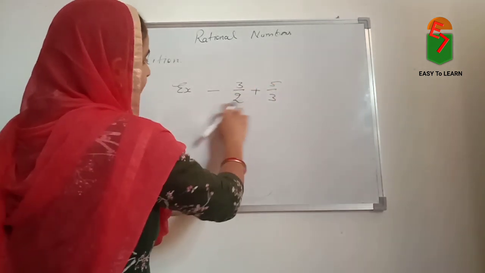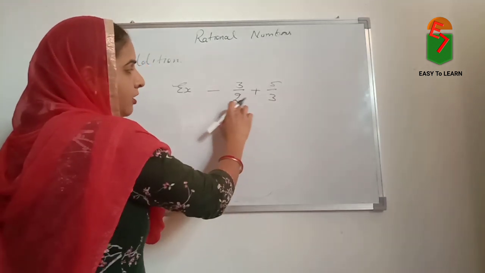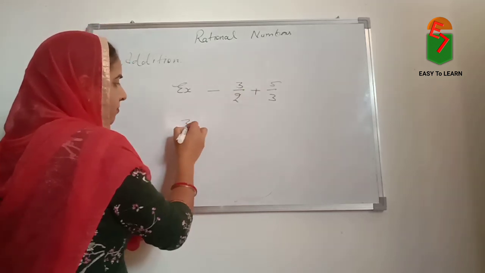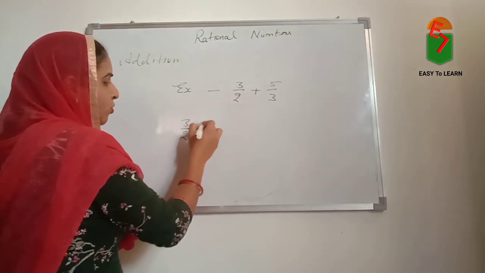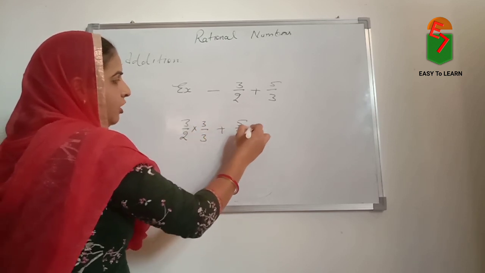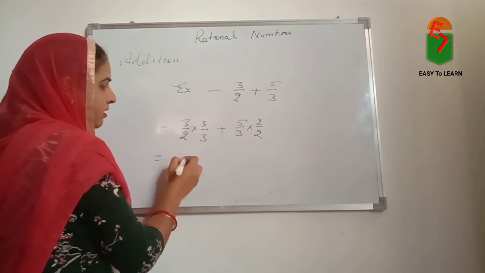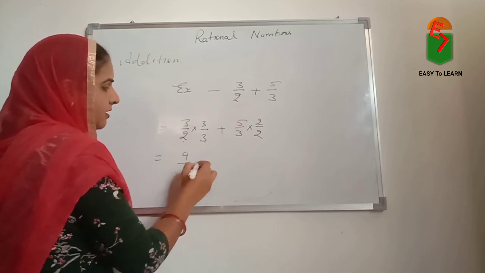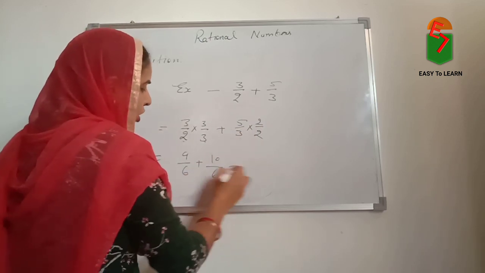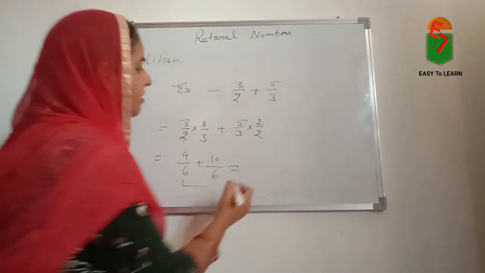In this also, first make the denominators the same. Our first step is to make the denominators the same: 3 by 2 into 3 by 3 plus 5 by 3 into 2 by 2. Now 3 threes are 9, 3 twos are 6, plus 5 twos are 10 and 3 twos are 6. Now our denominators are the same.